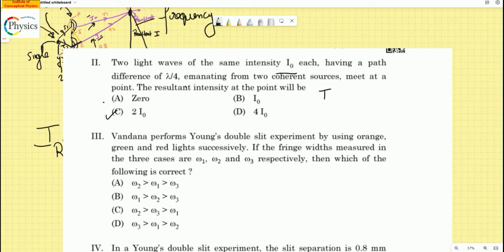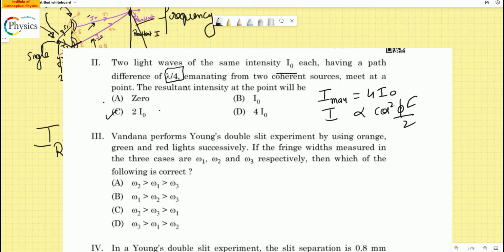The maximum possible intensity in YDSE is 4I naught. If you have to find a general intensity, then it is proportional to cos square phi by 2, where phi is the phase difference, which may be given directly, or you will have to convert lambda into angle the way we did.